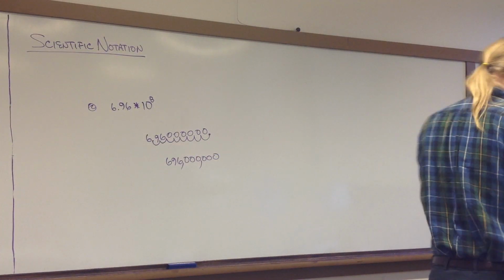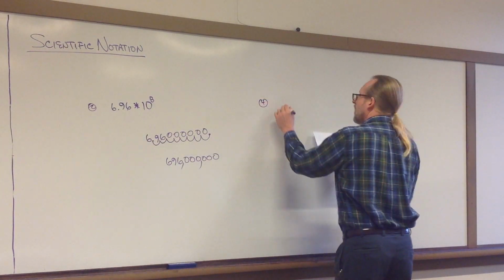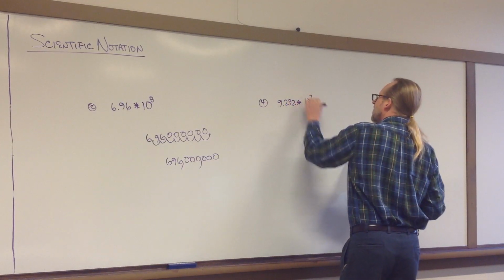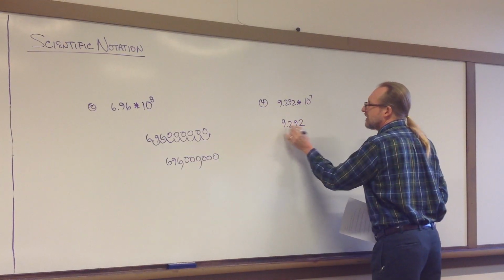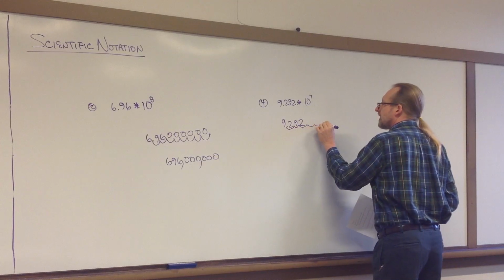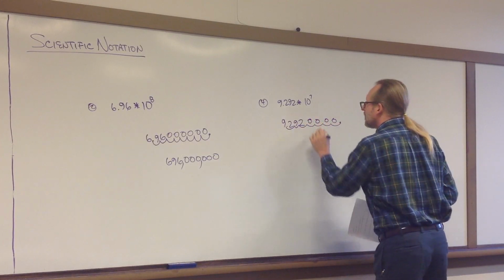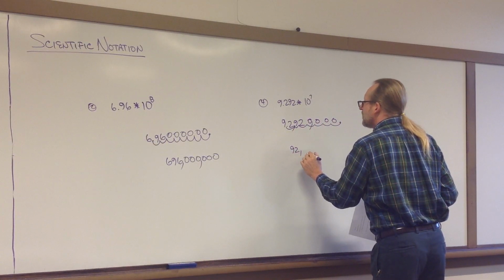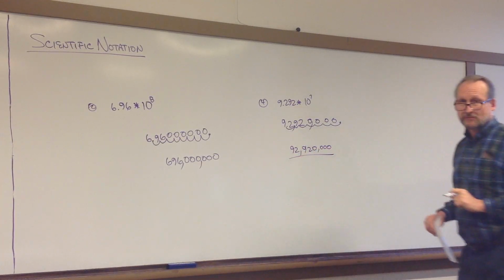Problem 4. 9.292 times 10 to the 7th. So, same process. It's a positive power of 10, so we're going to go to the right. 1, 2, 3, 4, 5, 6, 7 places. Fill in the zeros. And so then we've got 92,920,000. Okay?